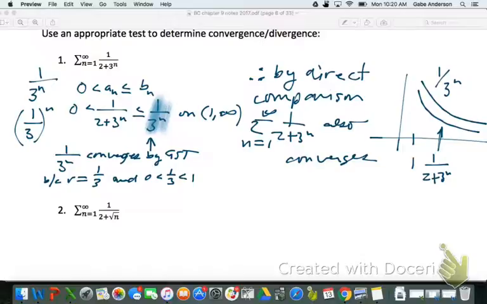All right, are you getting the hang of this? Is this okay? Yeah, Tess. Are you supposed to know that 1 over 3^n is going to be higher than 1 over 2 + 3^n? You're asking how would we know that?